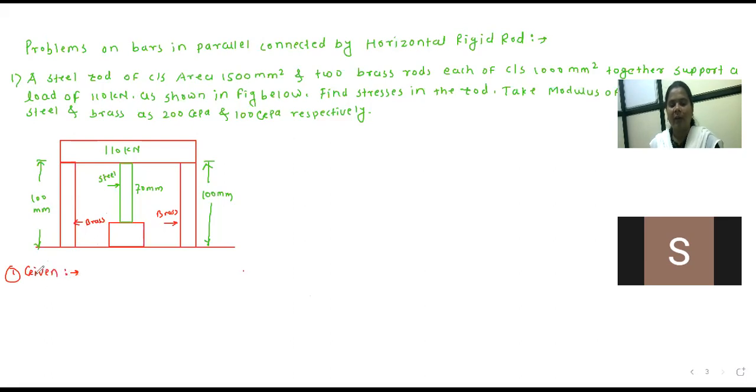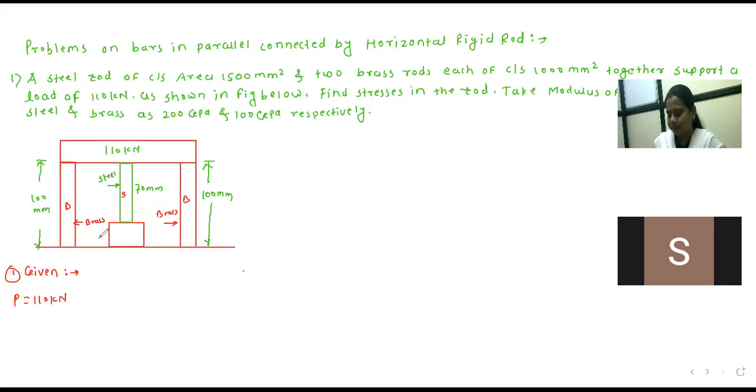Given. So which parameters are given? Total load is given. So P is equal to 110 kilonewton. After that, two brass rods are there and one steel rod is there. This is a brass rod, this is also a brass rod, and this is the steel rod.